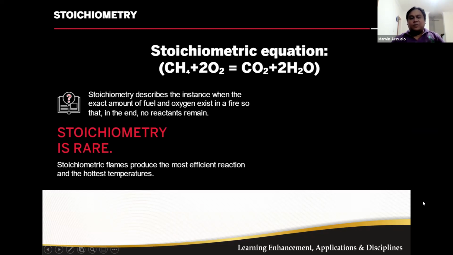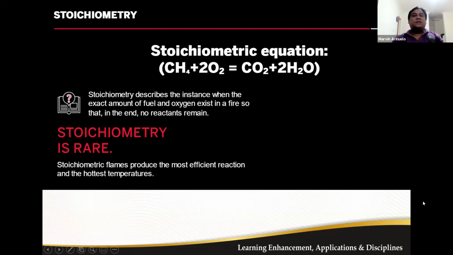Stoichiometry, as you can see on your screen, describes the instance when the exact amount of fuel and oxygen exists in a fire so that in the end, no reactants remain. This rarely happens, except perhaps where the mixture of fuel and oxygen is controlled, such as a burner on a gas stove. The stoichiometric flame produces the most efficient reaction and the hottest temperature.